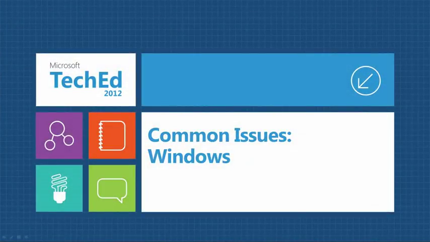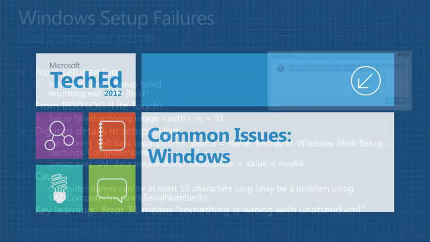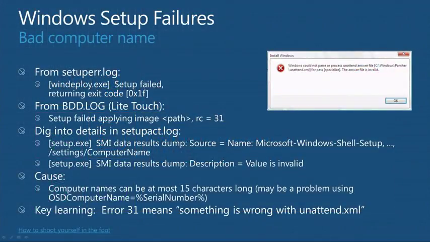So now let's shift and talk about common issues with Windows. It's not like we can come up with the 5 most interesting and common problems that are going to happen as you're deploying Windows. All we can really do is say, here are some examples, and here's how to troubleshoot those examples. So where do we look to solve a problem that's similar to this?